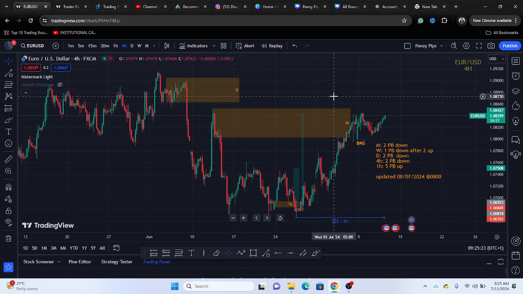Okay, this morning we'll just do a quick update, look at the pairs, see how they've been moving, following up from our last analysis where we left off, picking up from there. So on the Euro US dollar, what do we have?